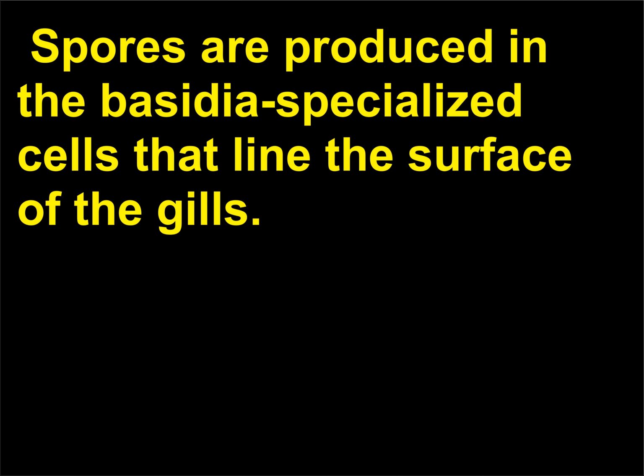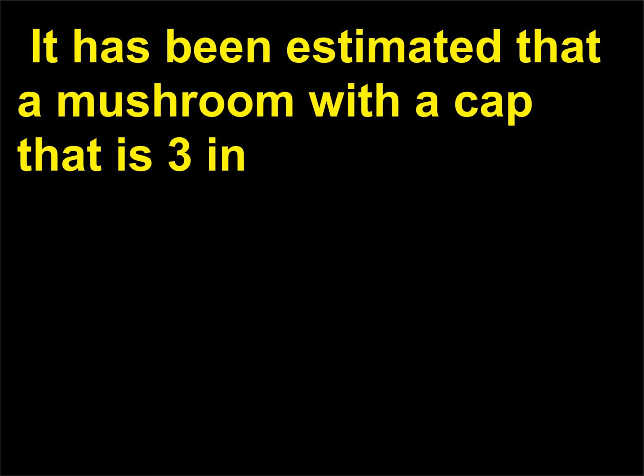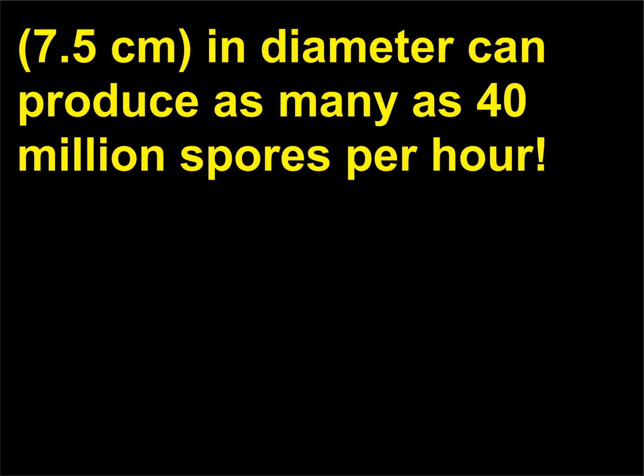Spores are produced in the basidia, specialized cells that line the surface of the gills. It has been estimated that a mushroom with a cap that is 3 in, 7.5 centimeters, in diameter can produce as many as 40 million spores per hour.